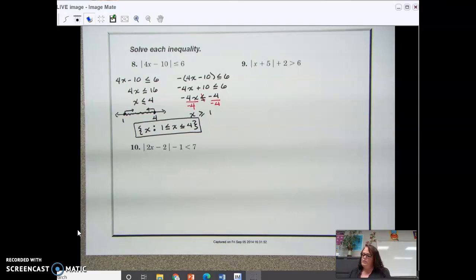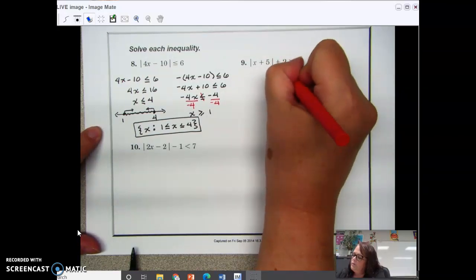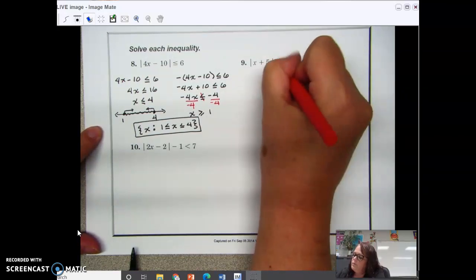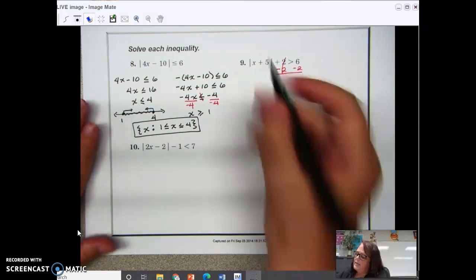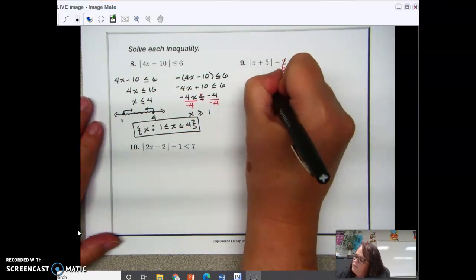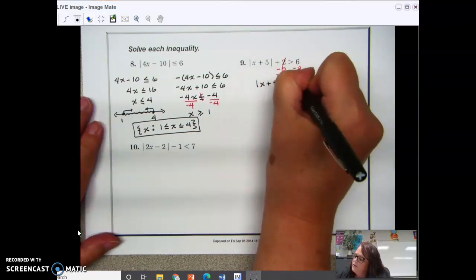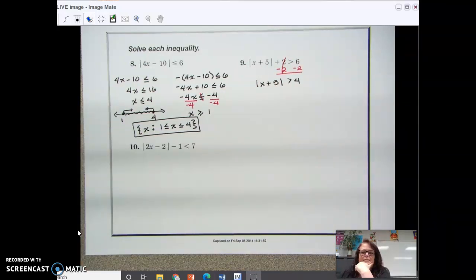So in the next question, do you see that the absolute value is not alone yet? So we want to make sure and get that alone before we start doing crazy things. So we're going to subtract the 2 from both sides, and we get the absolute value of x plus 5 is greater than 4. So pause this and see if you can come up with the solution to this inequality.